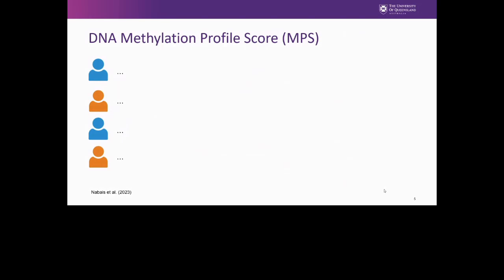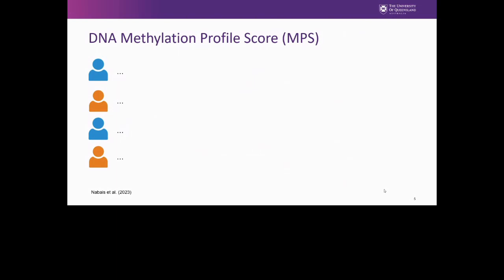So methylation profile score is a value that can be calculated for each individual. And this value represents the particular individual's DNA methylation patterns. So what I'm trying to do is to develop a methylation profile score for endometriosis. What I mean by this is I'm trying to calculate a score that represents an individual's risk of getting endometriosis based on their DNA methylation pattern.